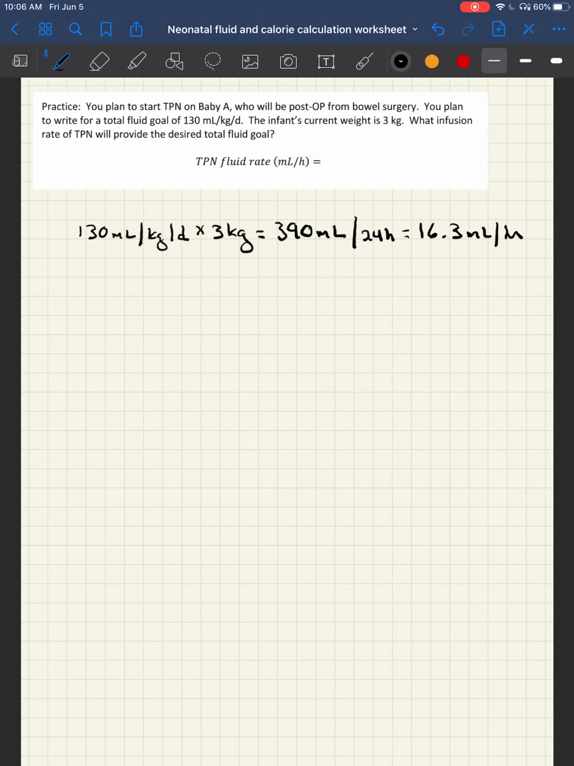There may be other fluid scenarios that you find in the NICU, but hopefully this gives you a place to start to be able to calculate fluids that you'll need for rounds for the care of these babies.